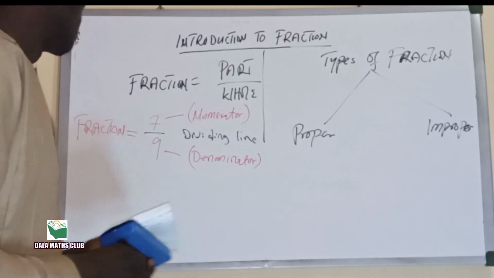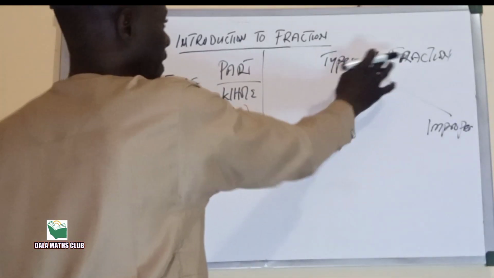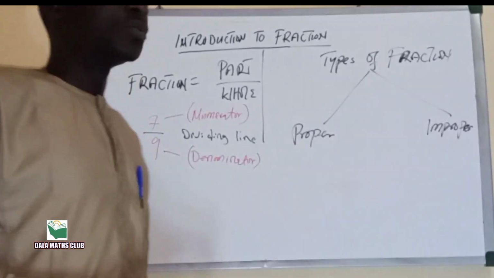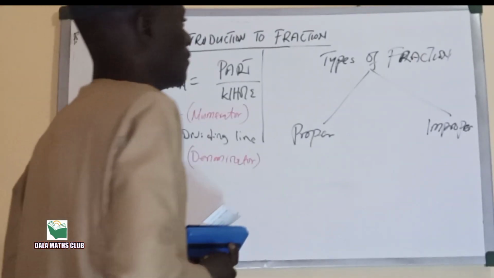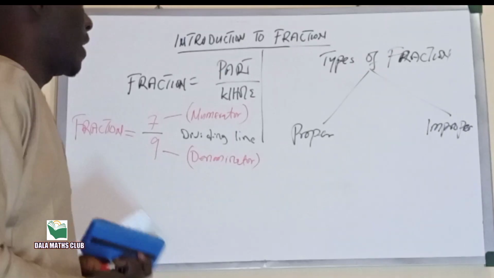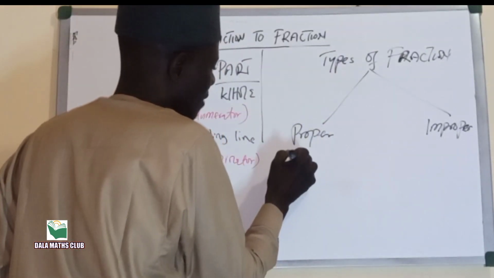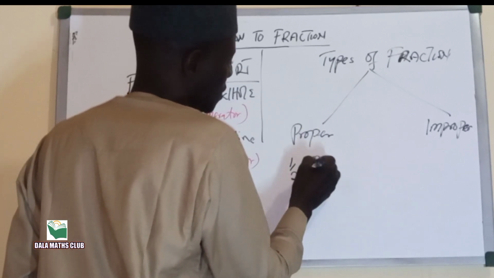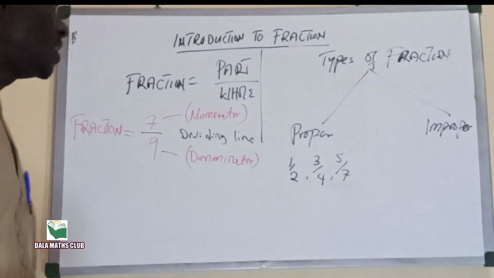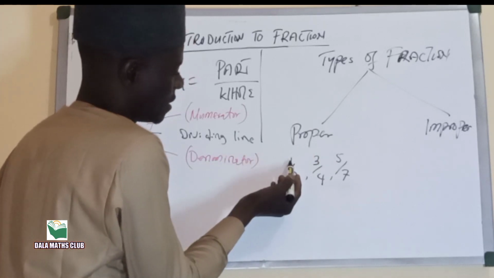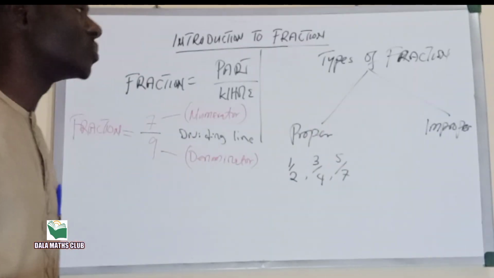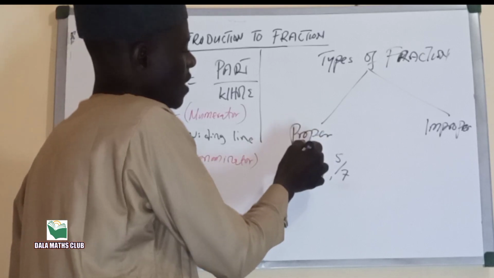So if we are to explain the types of fraction, we have proper fraction and improper fraction. In a proper fraction, the numerator is less than the denominator. Examples of proper fraction are 1 over 2, 3 all over 4, and 5 all over 7. In each of these, you can see that the numerator is less than the denominator. The denominator is higher than the numerator. So this type of fraction is called a proper fraction.